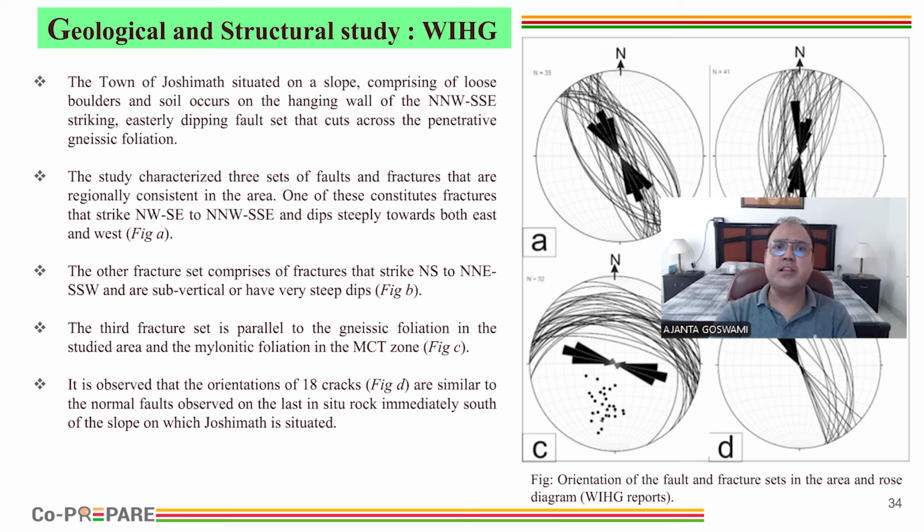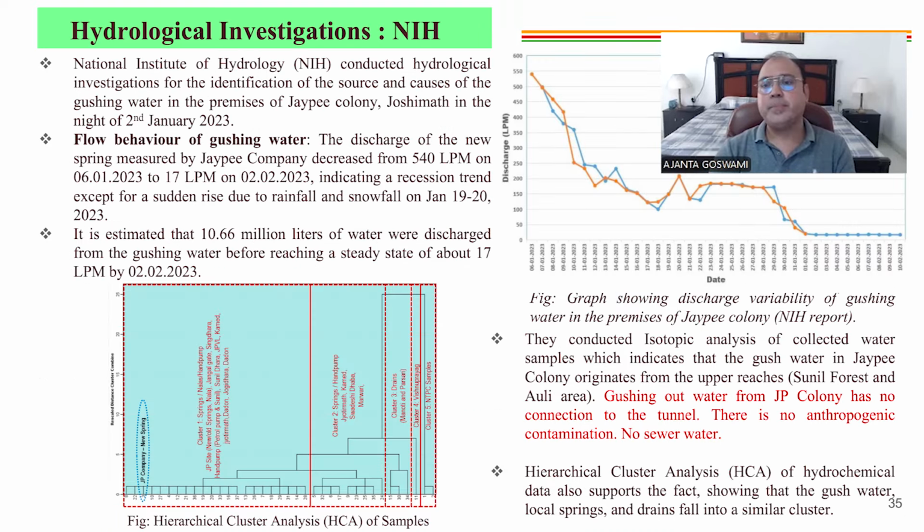They have also done a geological and structural study, and they have mapped the cracks and tried to find the orientation of those fractures. Okay, so let's go to the investigation of NIH. CGWB has one conclusion. Then the Wadia Institute of Himalayan Geology has concluded another thing. Now let's see what NIH has to say.